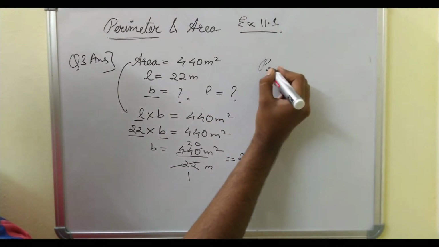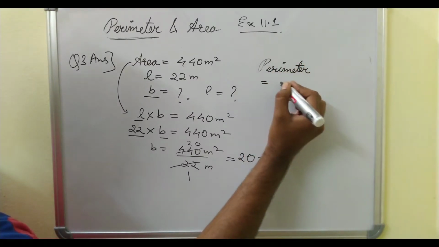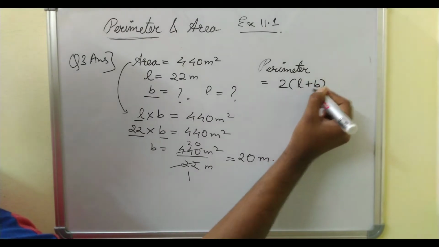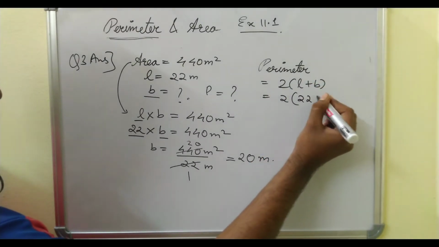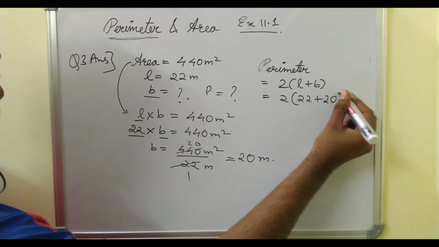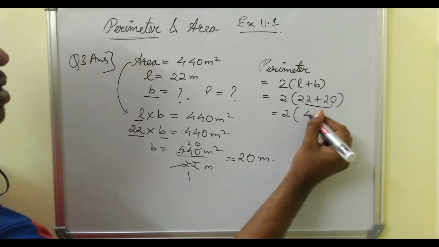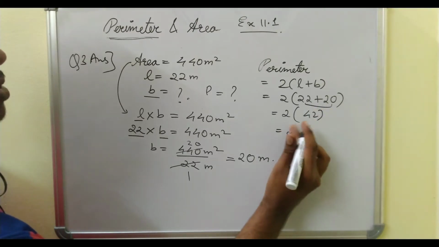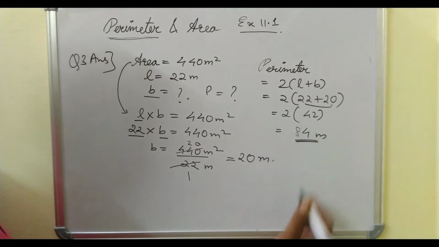So perimeter is given as, perimeter is 2 into (L plus B). We know the length, it is given in the question, that is 22. Breadth we found out just now, so we have to just substitute it. Add this both, that will give you 42. So it becomes 42 into 2, that is 84 meter. This is the required answer.